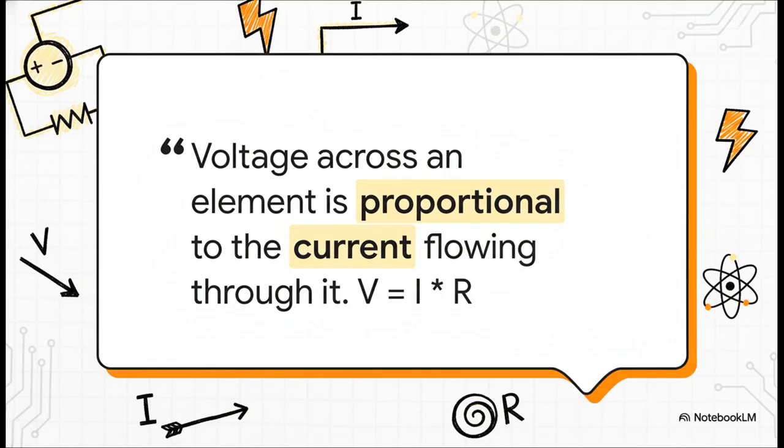And this, right here, is Ohm's law. It is the absolute master key for analyzing simple circuits. It tells us that voltage is equal to the current multiplied by the resistance. V is equal to I times R.